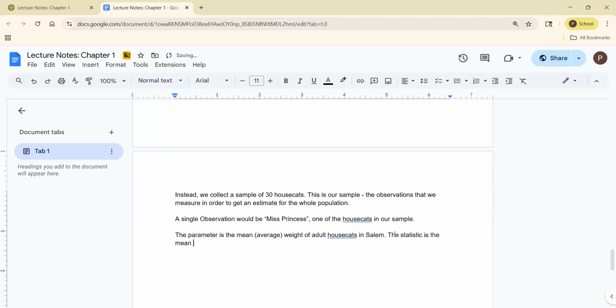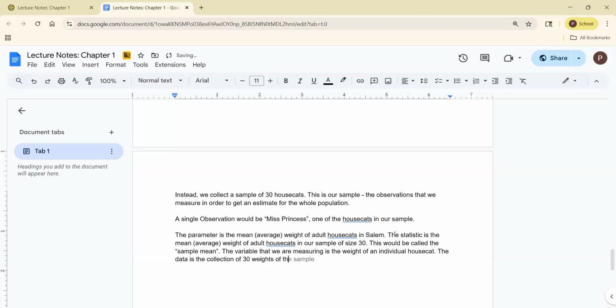The statistic is the mean weight of adult house cats in our sample of size 30. This would be called the sample mean. And the variable that we are measuring is the weight of an individual house cat. The data is the collection of 30 weights of the cats in the sample.